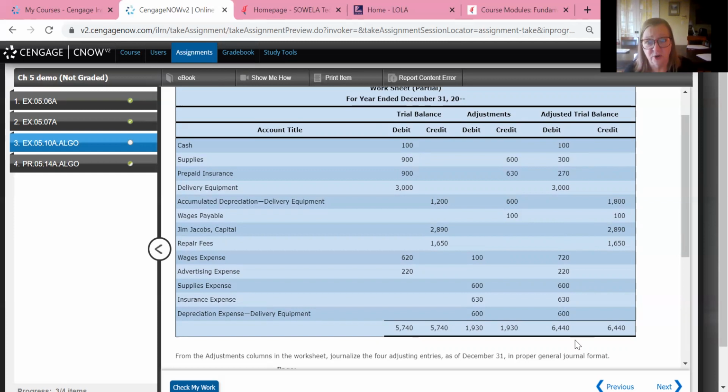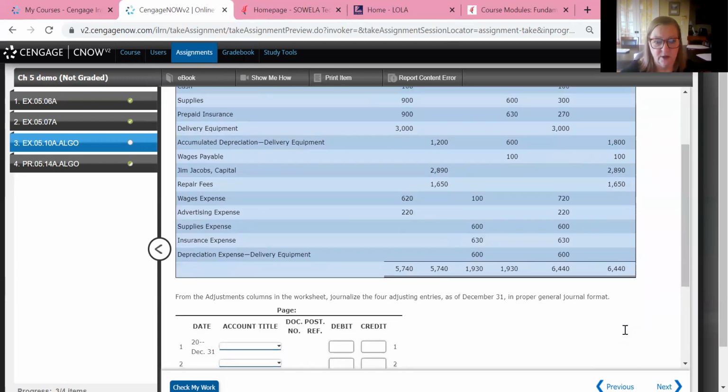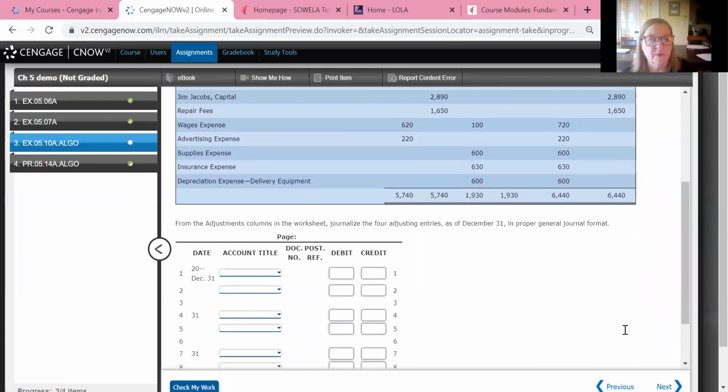So then when you look at the adjusted trial balance, again, you see debits always are going to equal credits. So that's where we are. That's what they gave us. They gave us an adjusted trial balance worksheet. Okay, now let's see what they want us to do with it. From the adjustments column in the worksheet, journalize the 4 adjusting entries as of December 31st in proper general journal format. So nothing to it.